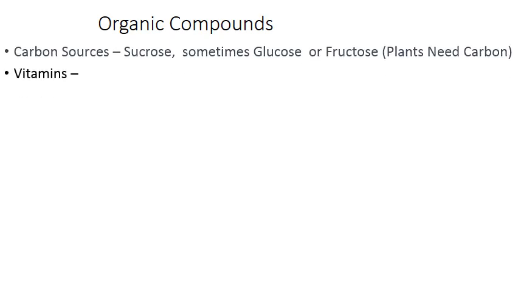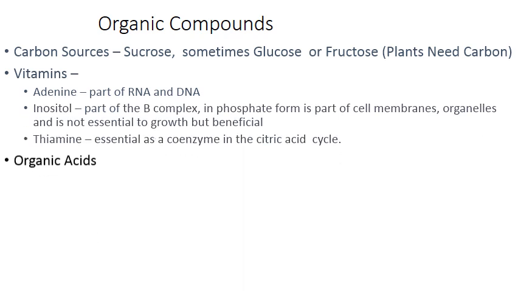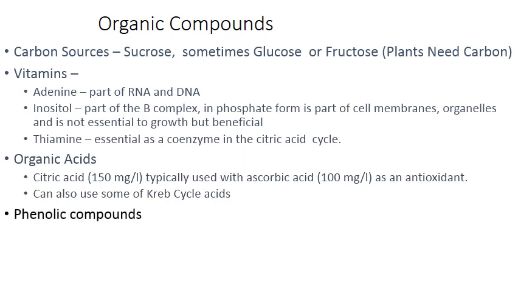Coming to the organic compounds, first one is the carbon source like sucrose, which may sometimes be glucose or fructose. Then vitamins, first and foremost is adenine, which is a part of RNA and DNA. Then inositol, which is a part of the B complex, and in phosphate form is part of the cell membrane organelles. It is not essential to growth but beneficial. Then thiamine, which is essential as a coenzyme in the citric acid cycle.